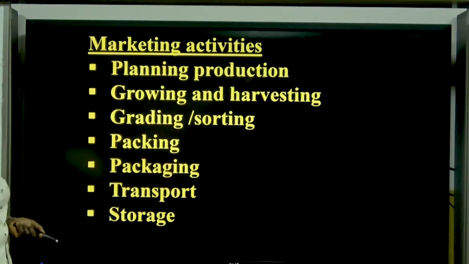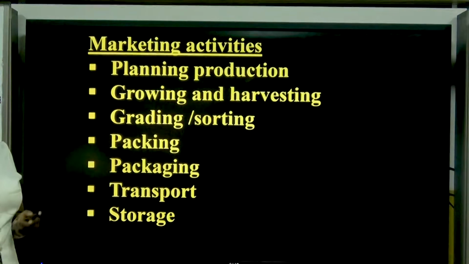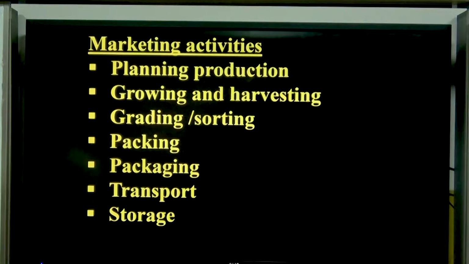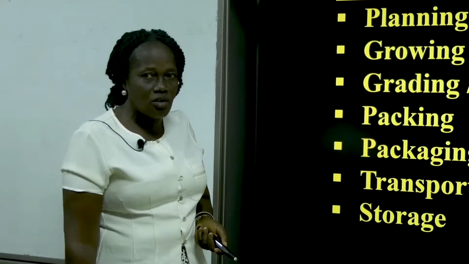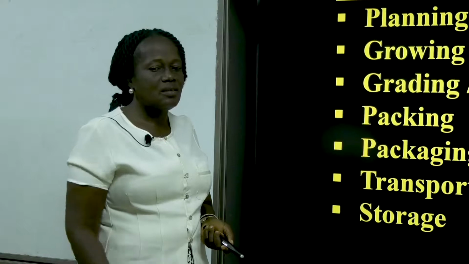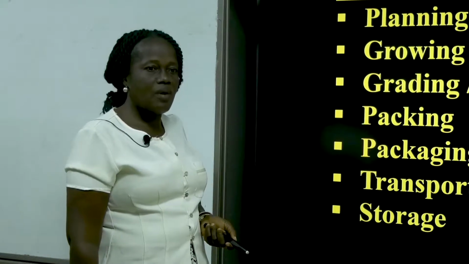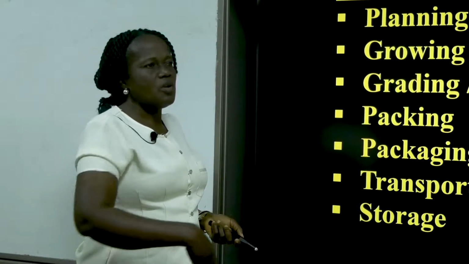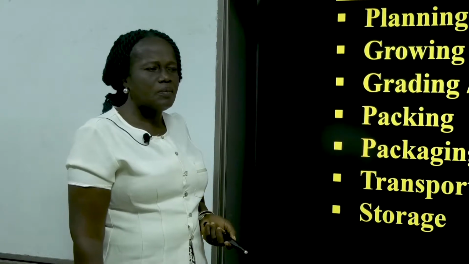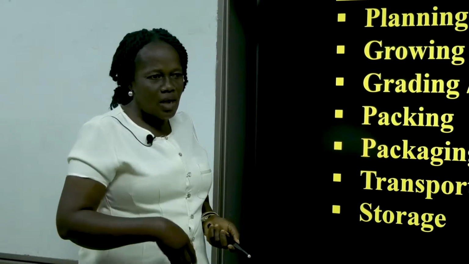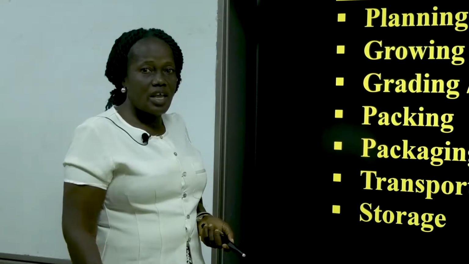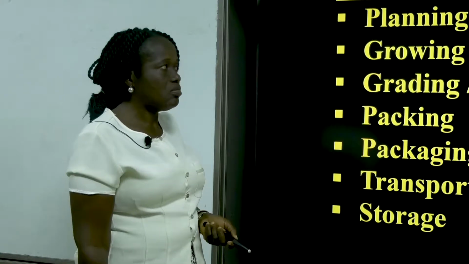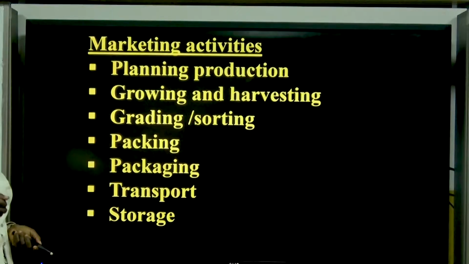The first one is planning production. What do we mean by planning production? As a farmer, before you produce any goods at all, you must plan it. You don't just wake up one day and say, okay, because I hear that the price of rice has gone up, let me go and start producing rice, or let me go and start rearing chicken, or let me go and rear livestock. No, there must be planned production.